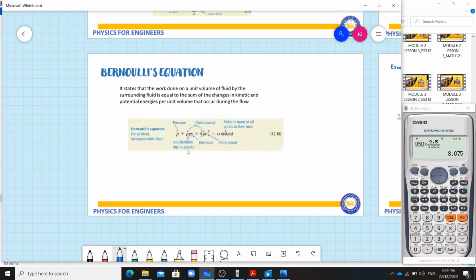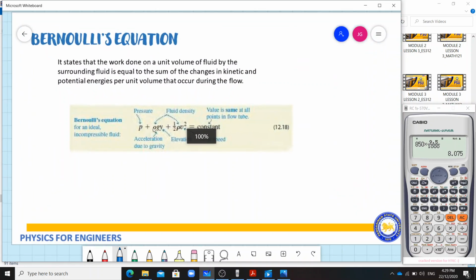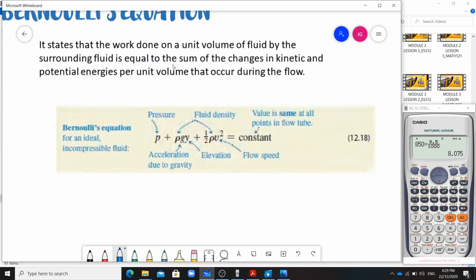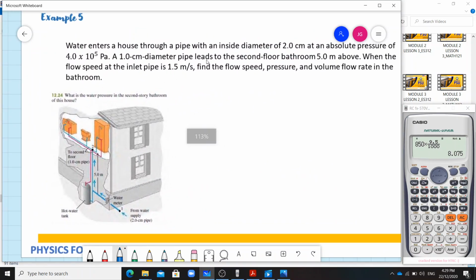Ayan, okay. So, let's proceed to Bernoulli's equation. Sabi sa Bernoulli's equation, ang pressure at fluid density, rho gy, this is pressure, acceleration due to gravity dahil sa elevation. And then, itong 1/2 rho v squared, this is flow speed, ay constant at all points in flow tube. Sabi niya, it states that the work done on a unit volume of fluid by the surrounding fluid is equal to the sum of the changes in kinetic and potential energy per unit volume that occur during the flow. Okay, so i-apply natin yan sa example number 5.